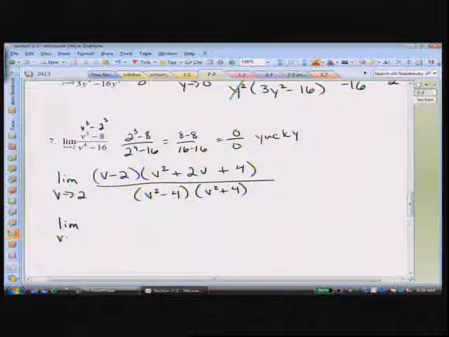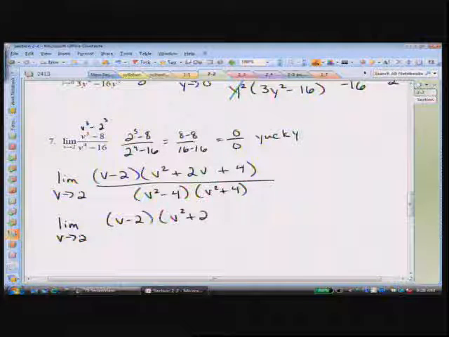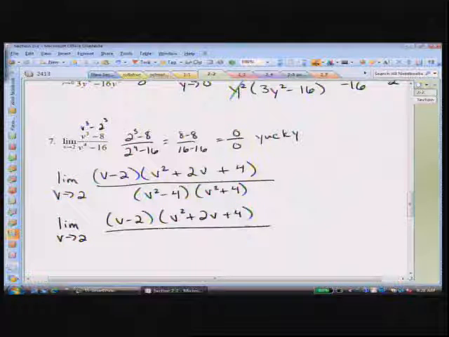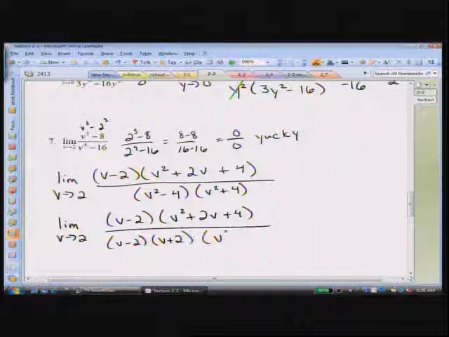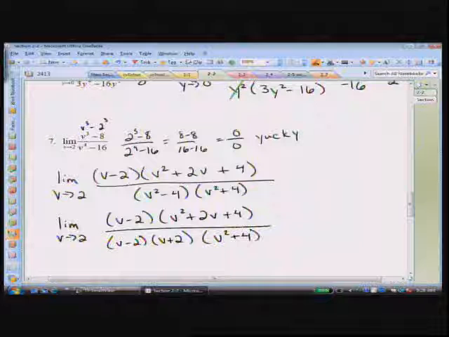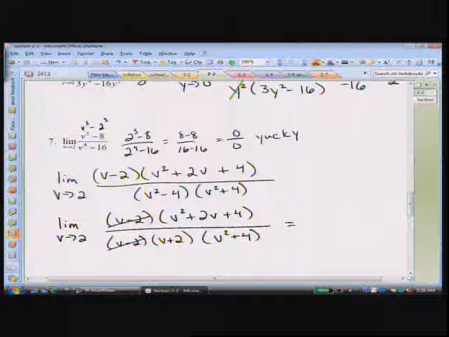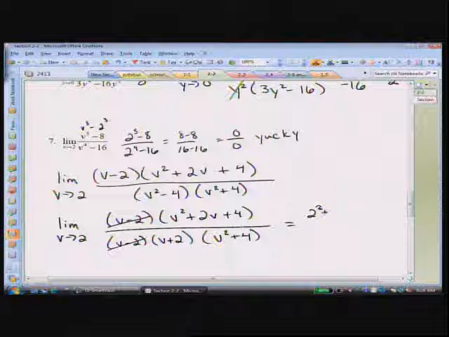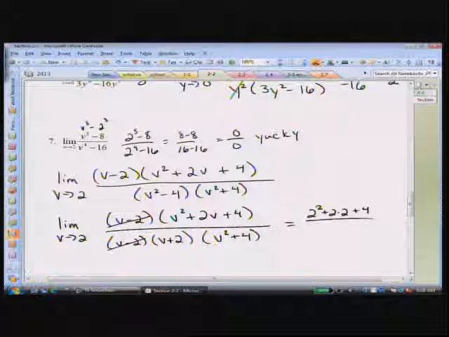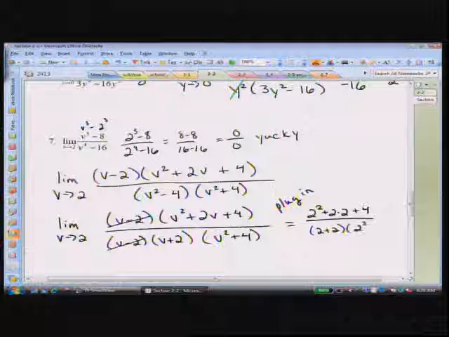So you have the limit as v approaches 2 of v minus 2 times v squared plus 2v plus 4 divided by v minus 2 times v plus 2 times v squared plus 4. So my v minus 2's cancel, and then I'll put the 2 in here. 2 squared is 4 plus 2 times 2 plus 4. Now I'm just plugging in. And then I'll get 2 plus 2 times 2 squared plus 4.